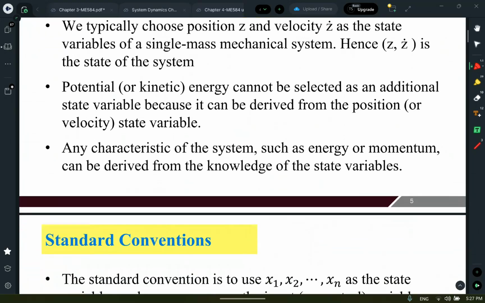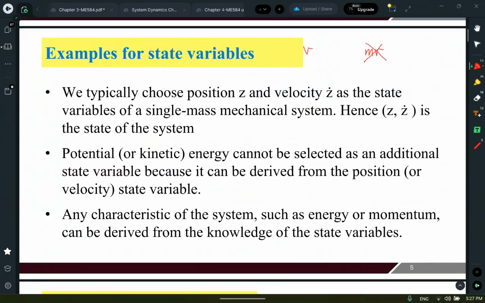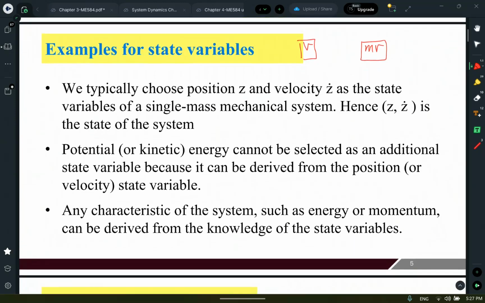Another thing to note is that state variables are not unique, guys. For instance, I prefer to pick velocity as the state variable, and someone else says, I do not like velocity, I'm going to pick the momentum as my state variable. That's okay, they're not unique. As long as you're not picking velocity and momentum at the same time as your state variables, you should be okay. So just keep an eye that these state variables are not unique.